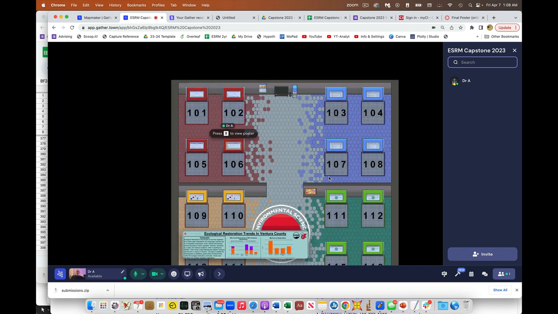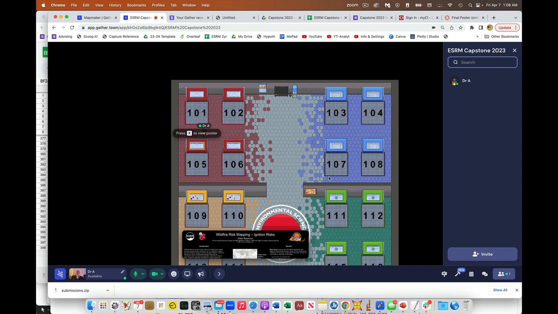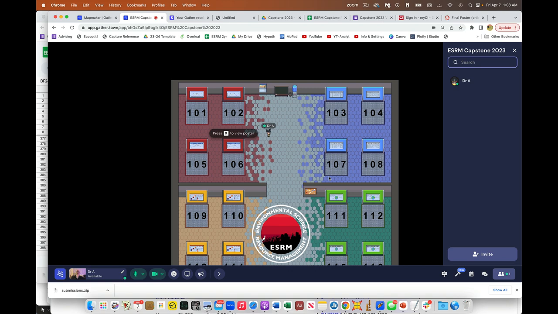What you'll notice right here is everybody has a poster number. So this one is poster 101, 102, etc. What we will do is, after we have our introduction starting at 3:30, the first group will go stand by their posters. They will stand by their posters for an hour, and then we will switch, and that's going to be based on odd and even numbers.